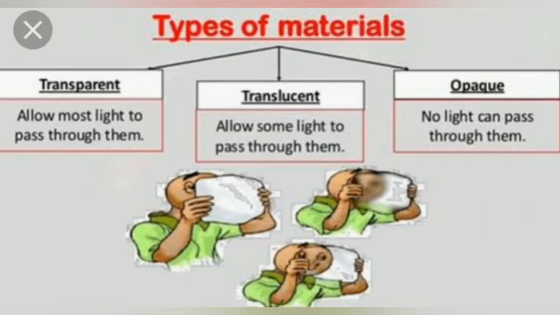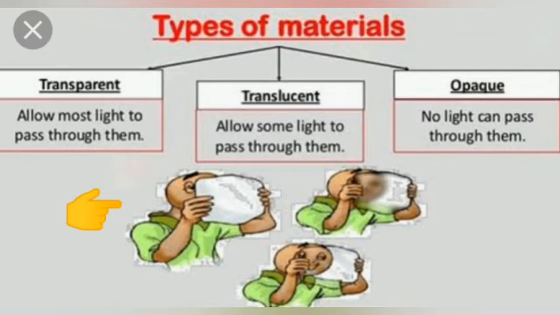Now, transparent material. Those materials that allow light to pass through them completely are known as transparent material. For example, clear water, clear glass, air, cellophane paper, etc. Translucent materials allow light to pass through them partially. For example, frosted glass, thin nylon fabric, butter paper, etc. Objects viewed through translucent material do not appear clear.